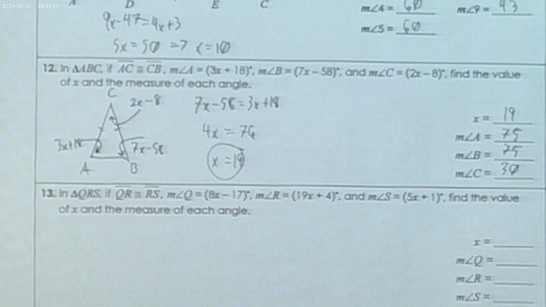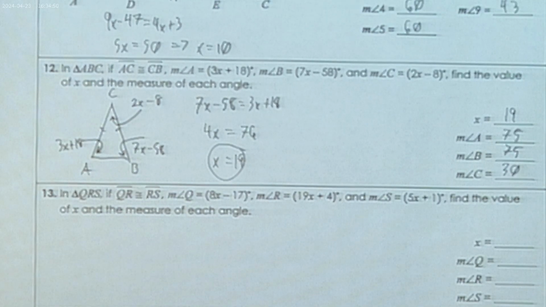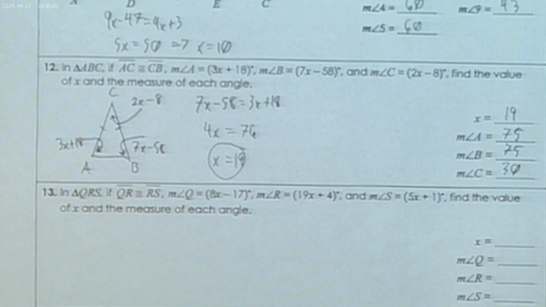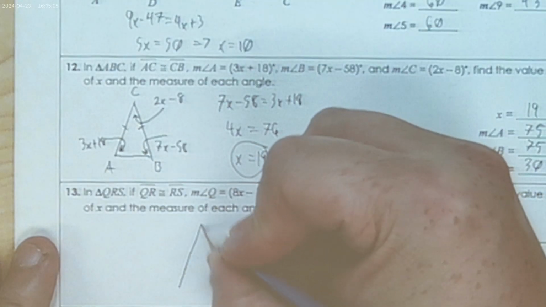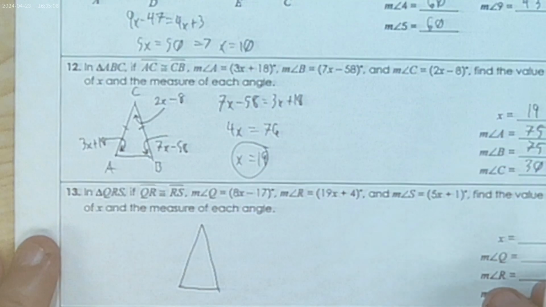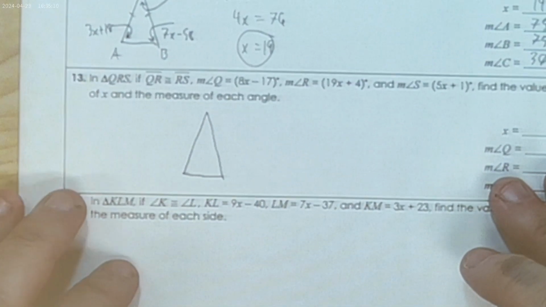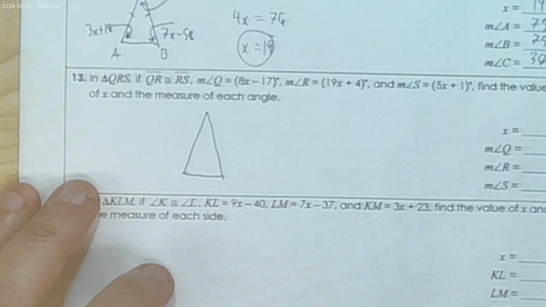Those are your answers. So again, it is worth the time to just draw it out and just have it there so you can say, oh, these angles, oh, these sides, and just do it that way. All right, so we'll go along here. We've got another isosceles problem here. QRS, QR is equal to RS.